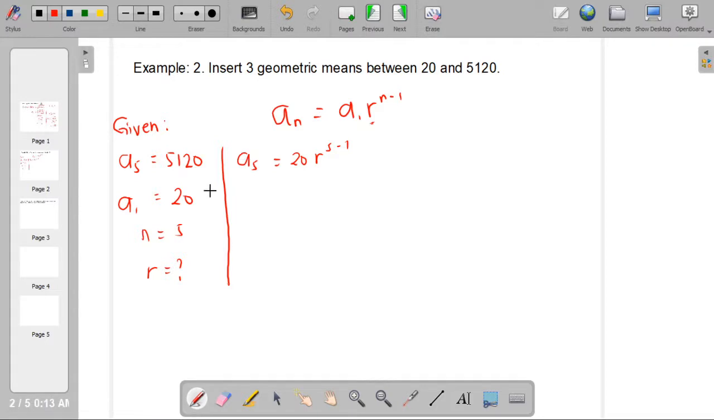What is your a sub 5? Your a sub 5 is actually equal to 5,120. And that will be equal to 20, r to the exponent of what is 5 minus 1? That is equal to 4.